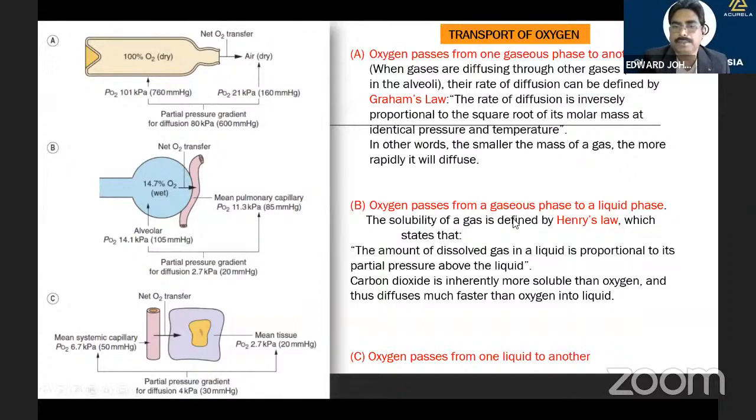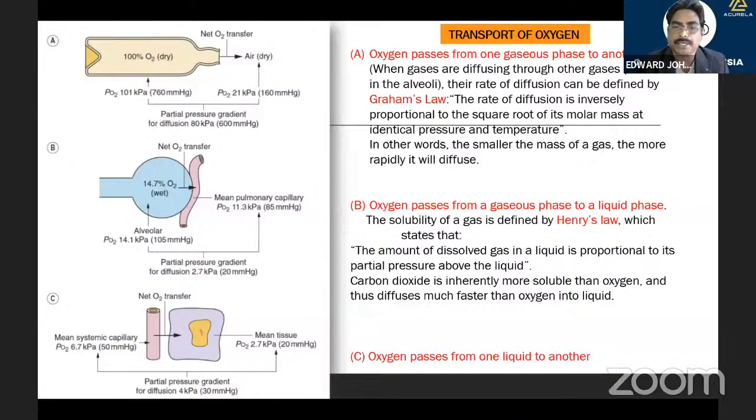Then the oxygen passes from the gaseous phase to the liquid. From the alveoli, it enters into the plasma. Here it obeys Henry's law. What does Henry's law state? The amount of dissolved gas in a liquid is proportional to the partial pressure above the liquid. For example, 0.003 ml of oxygen is dissolved in the plasma when the partial pressure of oxygen is 1 mm of mercury above the plasma.